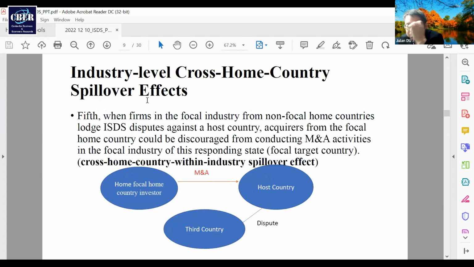The second is the spillover effect, the so-called cross-home country within-industry spillover effect. So if third country investors in a particular industry have ISDS disputes with the focal host country, then focal home country investors in the same, focal industry would fear that the host country could do something similar to them, and then they will be discouraged from investing in the focal host country, right?